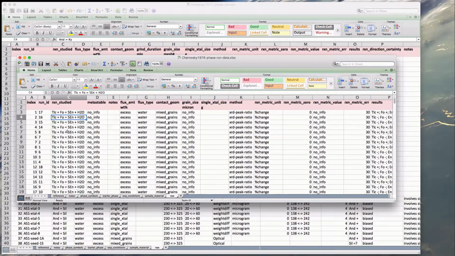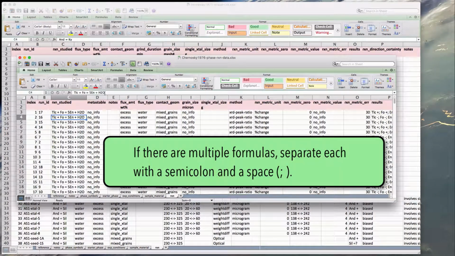In some cases, you may have multiple reactions which occur simultaneously in a given run, in which case you need to include all of the formulas for the reactions occurring, and separate them by semicolons and spaces.